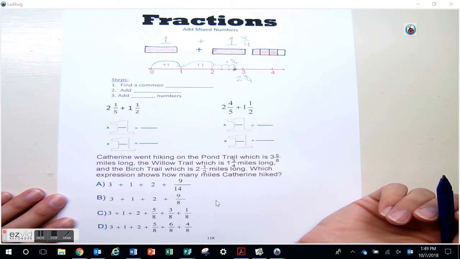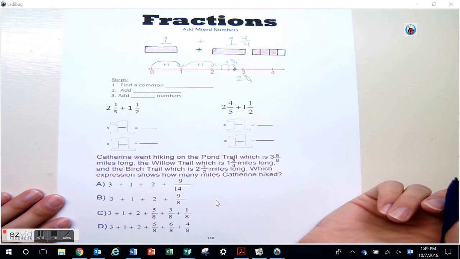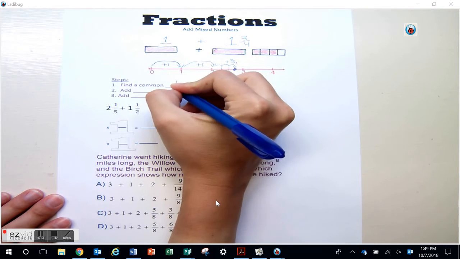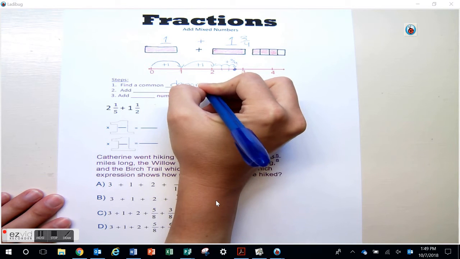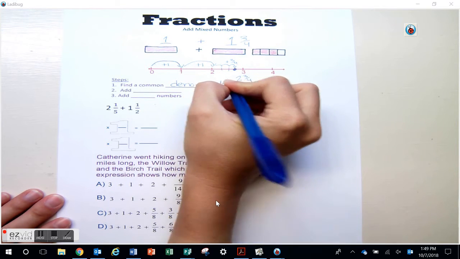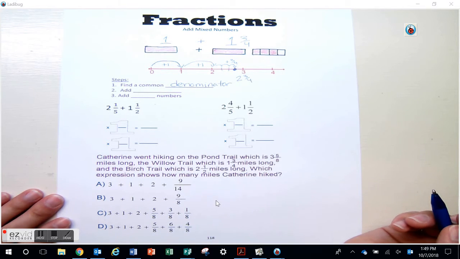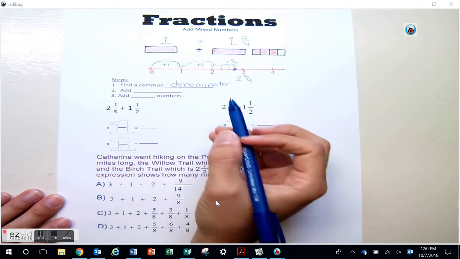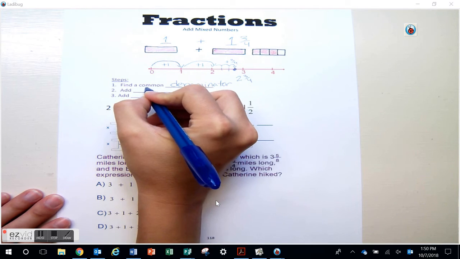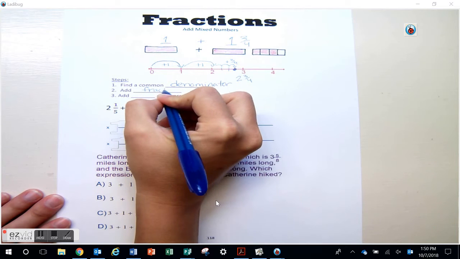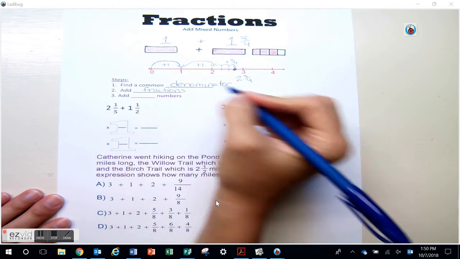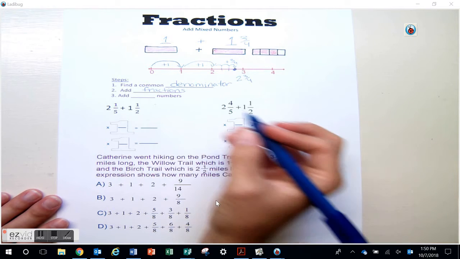And here are those steps. Step 1, find a common denominator. Then, unlike what we did here, we're going to add the fractions or the fraction pieces. And then we're going to add the whole numbers.